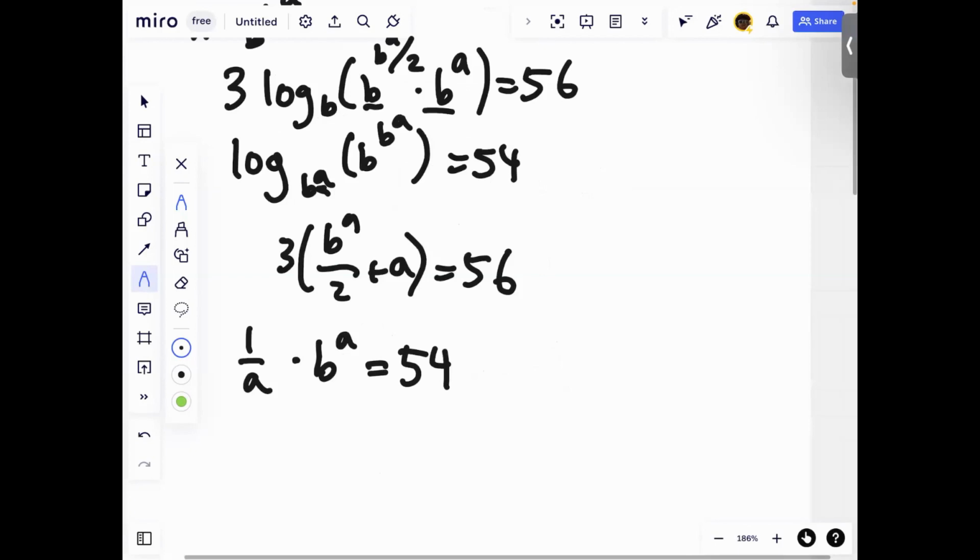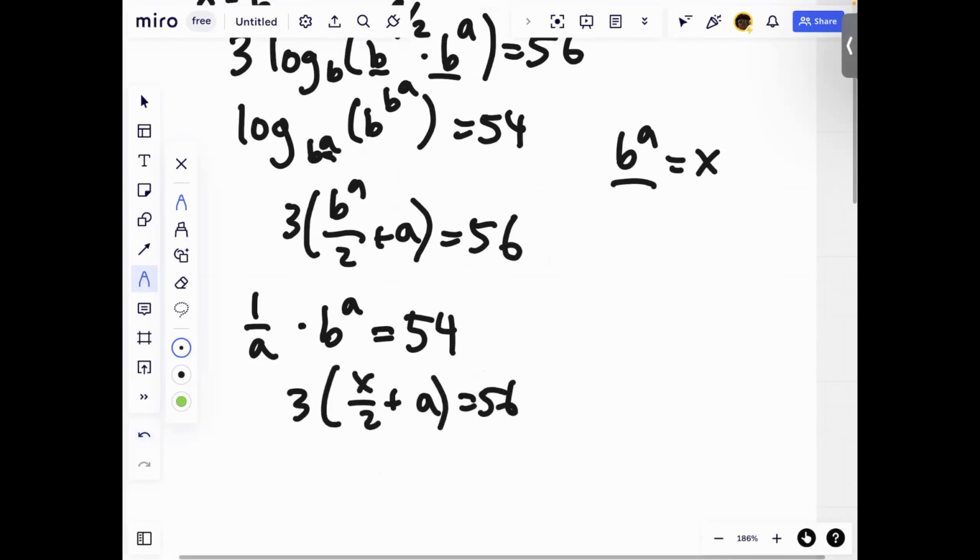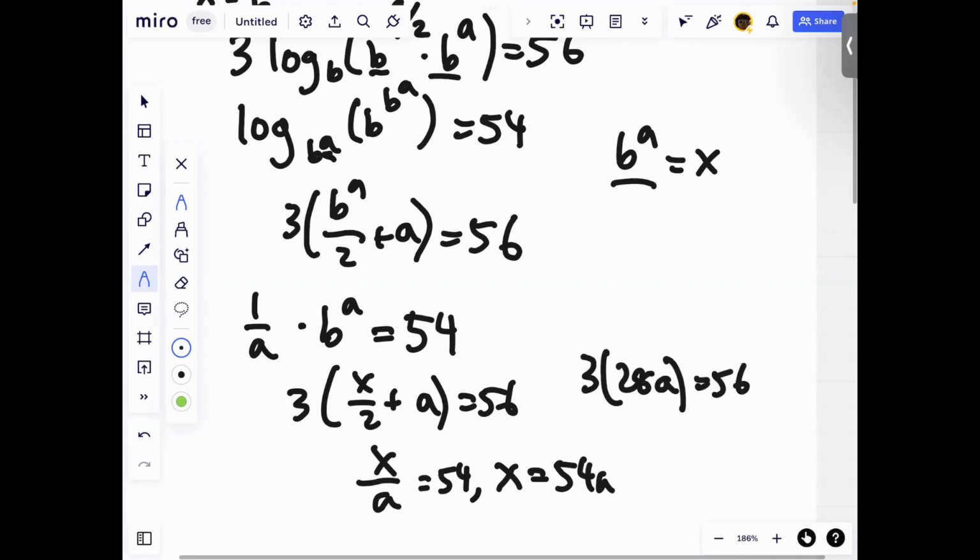And then since we have two equations in terms of b to the a and a, we can let b to the a equal to some number x, and a is just a. So then we have 3 times x over 2 plus a is 56, and we have x over a is equal to 54. And then from the second one, you can get x is equal to 54a, and if we replace, we get 3 times 28a is equal to 56, so then a is equal to 2 over 3.